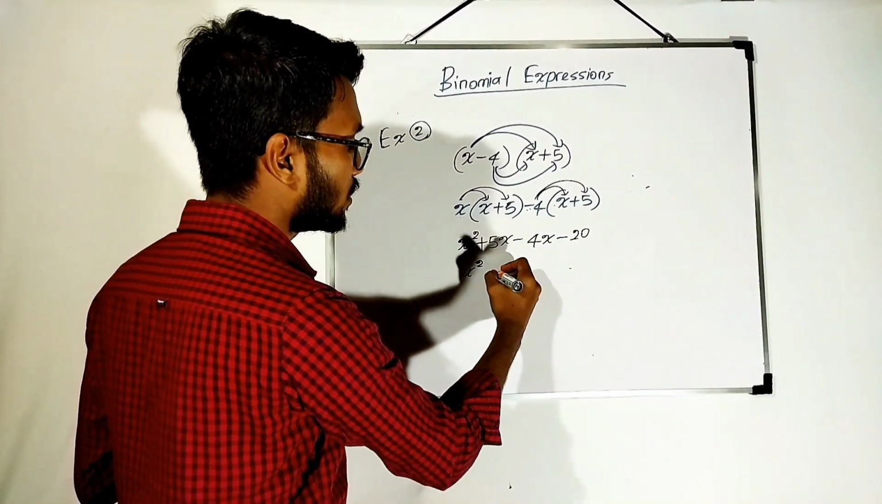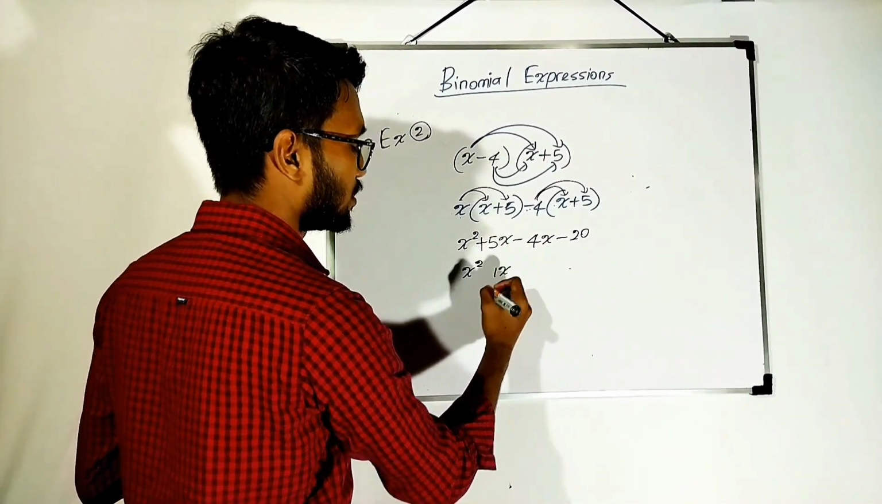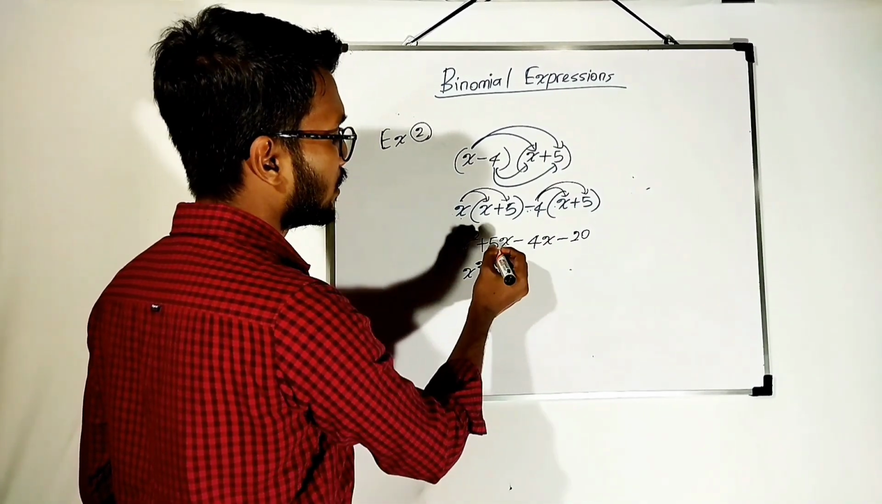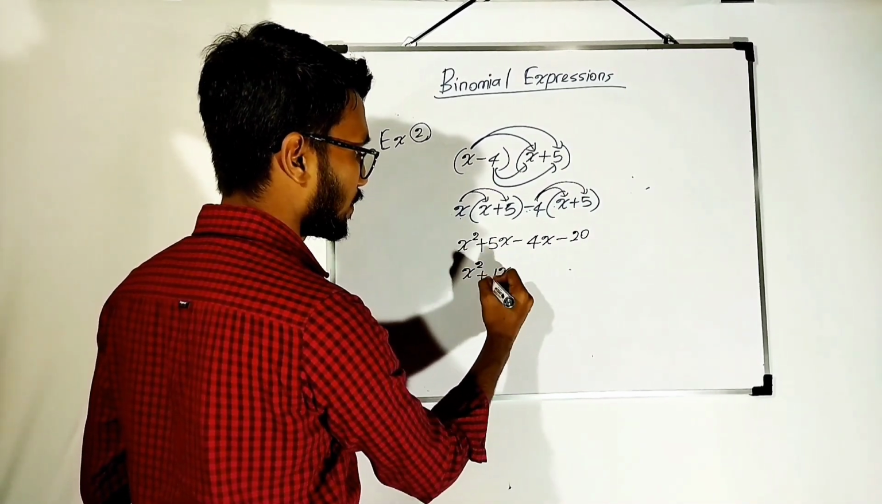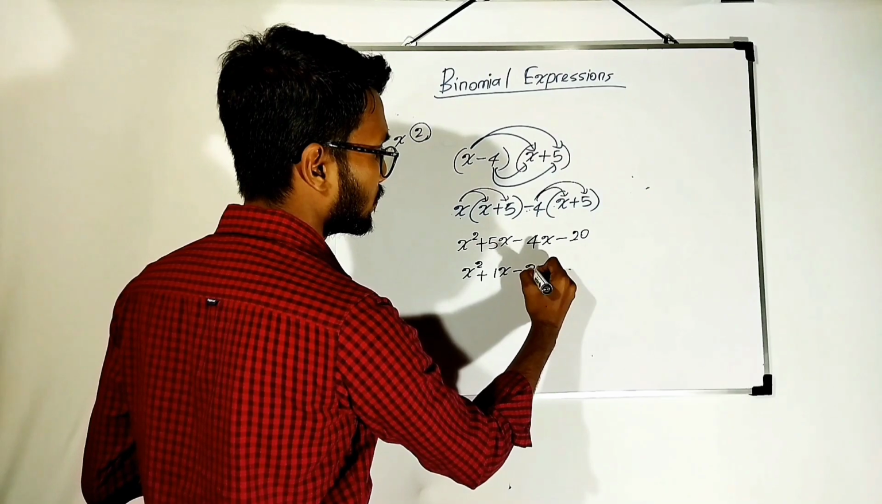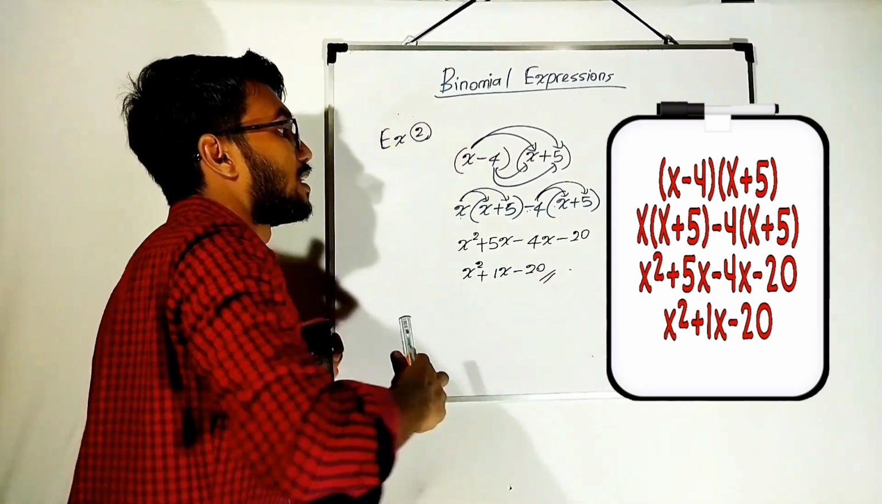Then 5 minus 4 is equal to 1x. We can just put x or 1x. Then what is the symbol? Here plus is the symbol because the largest number's symbol is plus. Then minus 20. This is the second example.